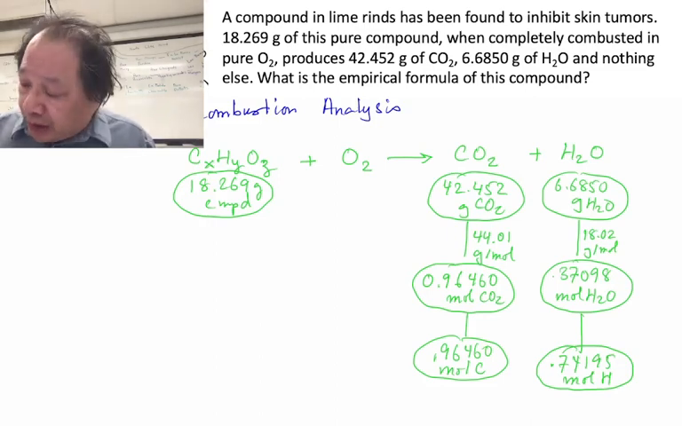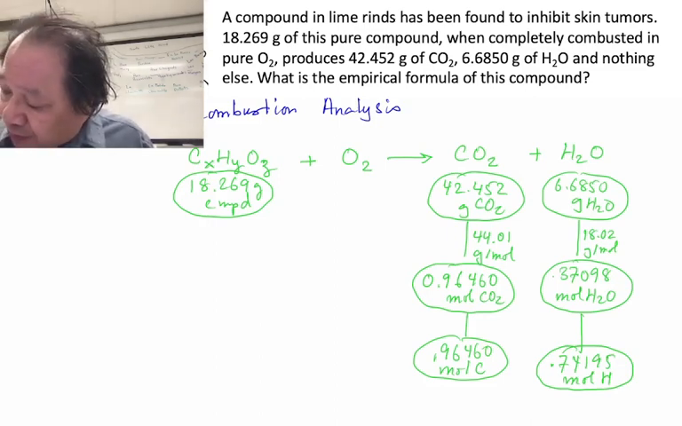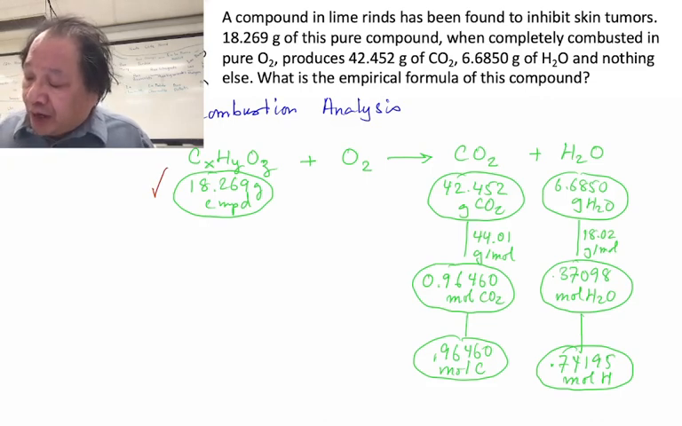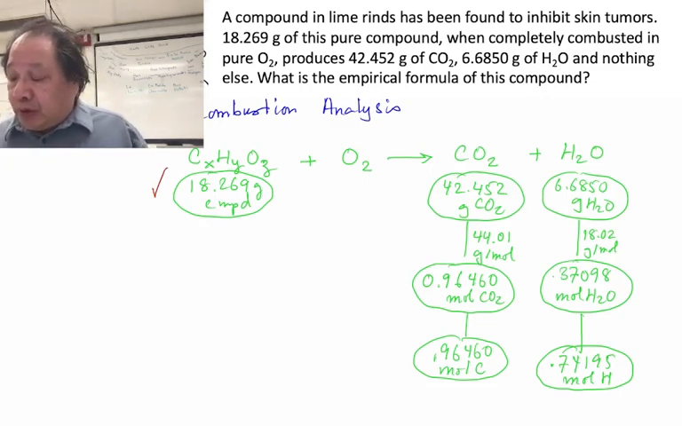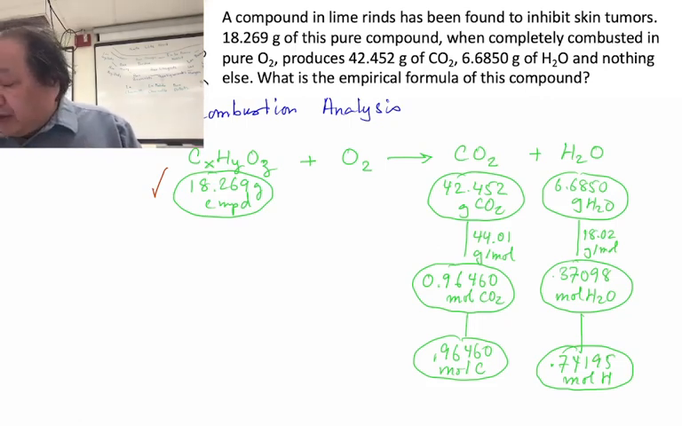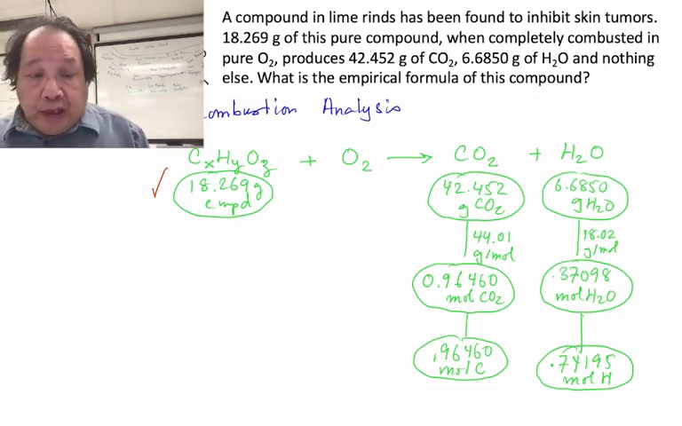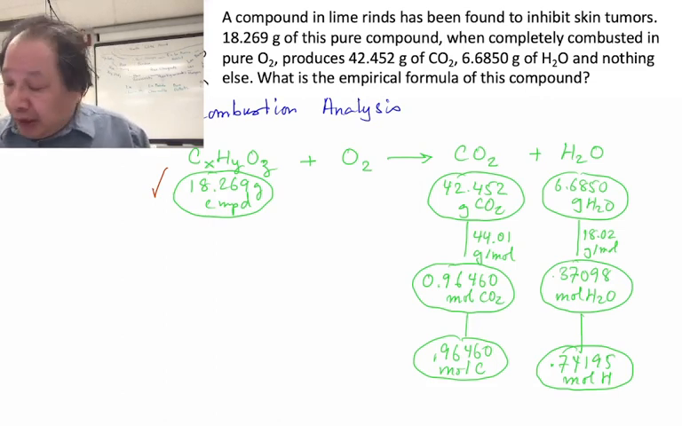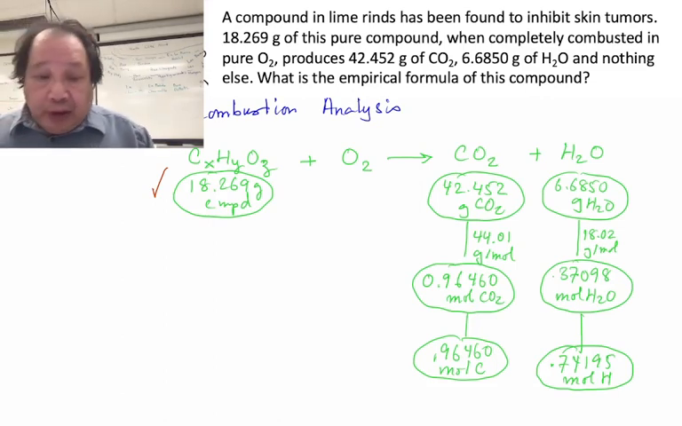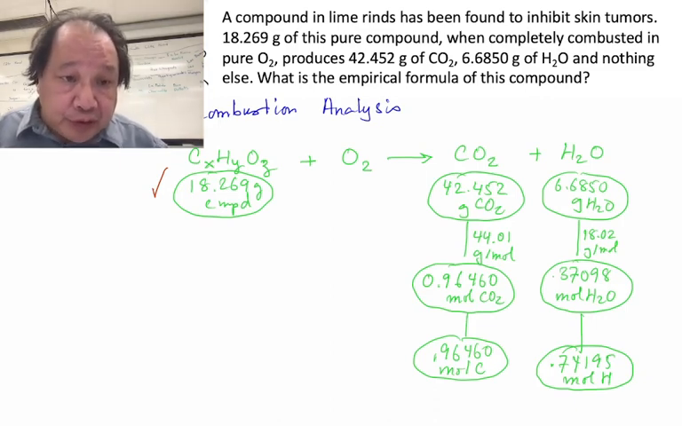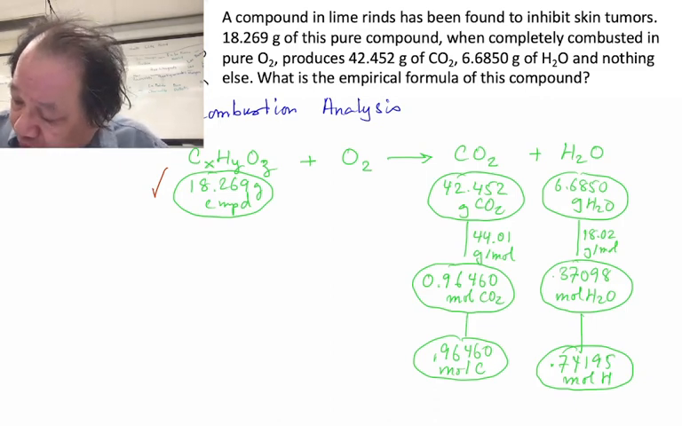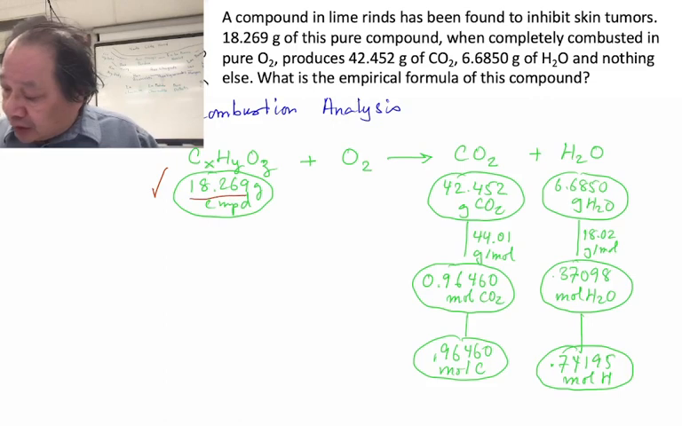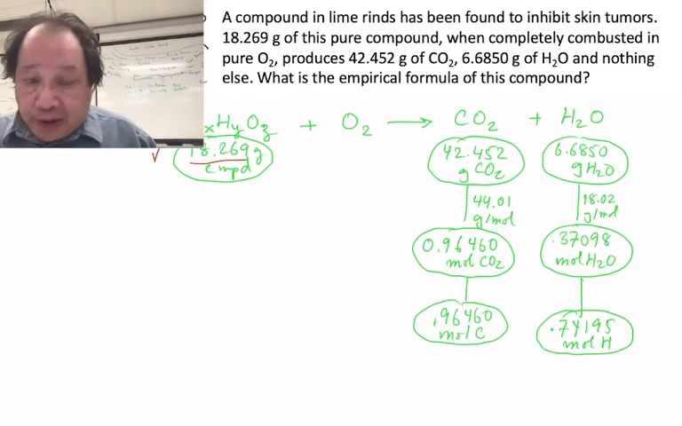And the way to do that is that we need to use the final piece of data, the number of grams. We know how much carbon we have, how much hydrogen we have, and we know the total weight. So if we figure out the weight of the carbon and the weight of the hydrogen, we can subtract that from the original weight of 18.269 and get the weight of the oxygen. And so we'll do that right here.